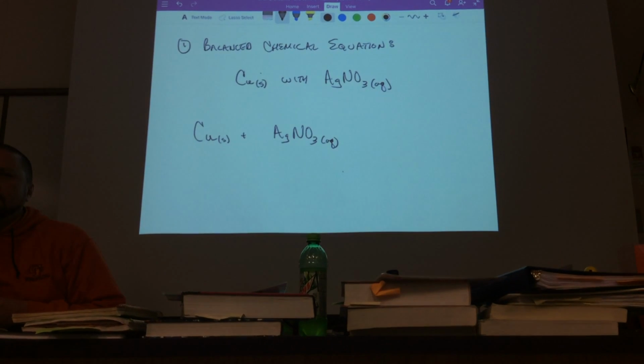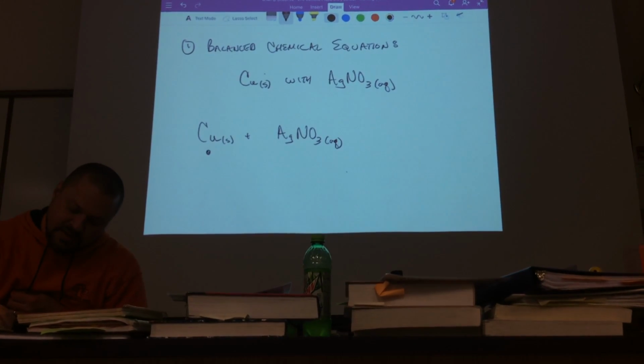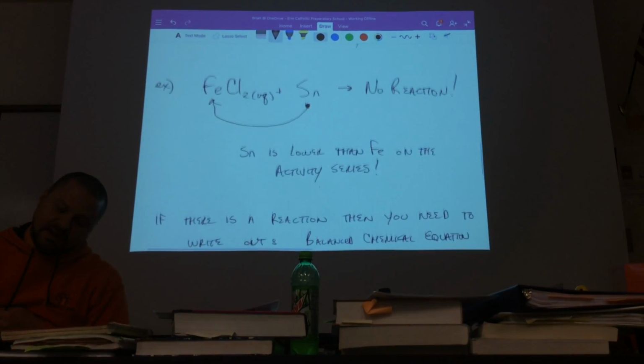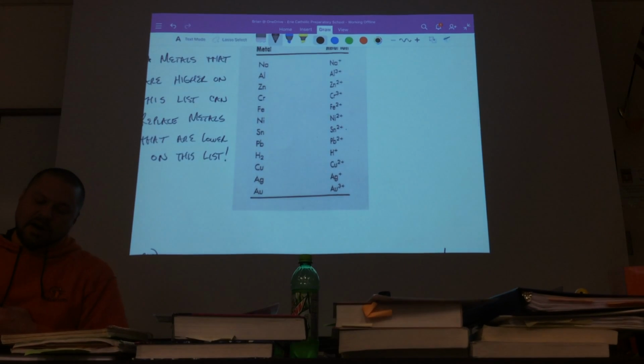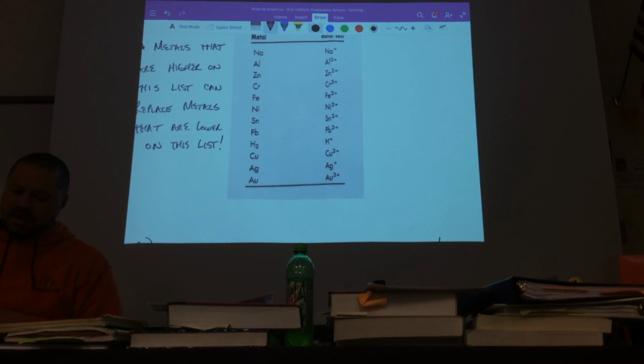What's replacing what? Peter? Cu with Ag. Okay, so Cu is trying to replace Ag. And if we go to our activity series here, I'm going to scroll up here. Can copper replace silver? Yep, it's immediately above it, so it can.